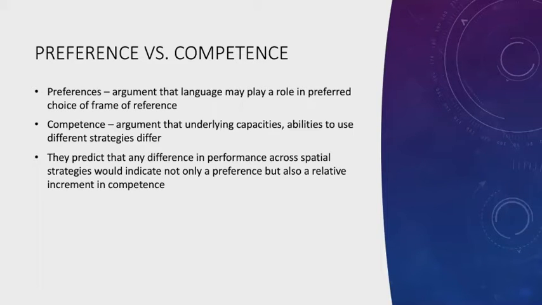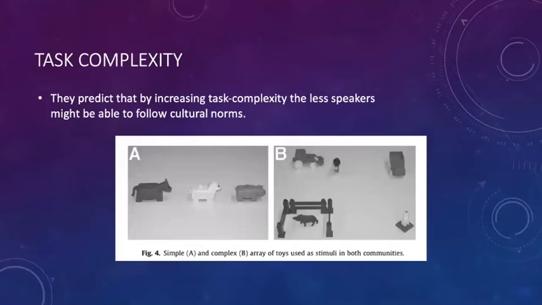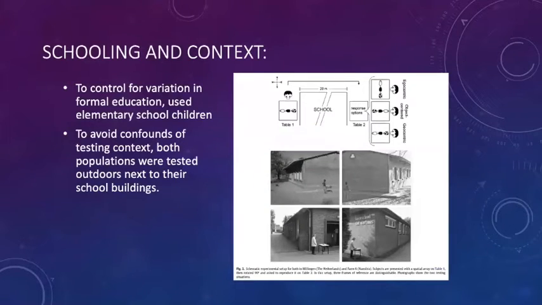They predict that any difference in performance across spatial strategies would indicate not only a preference, but also a relative increment in competence. They predict over-instruction should induce a different response pattern. They predict that by increasing task complexity, the less speakers might be able to follow cultural norms. And to control for variation in formal education, this study focused on elementary school children.